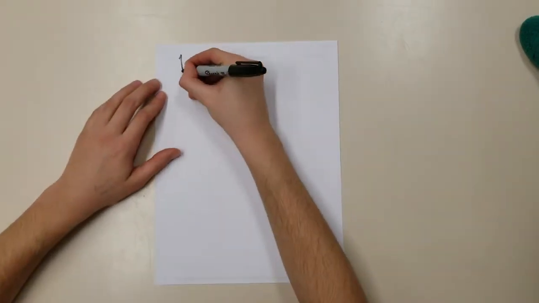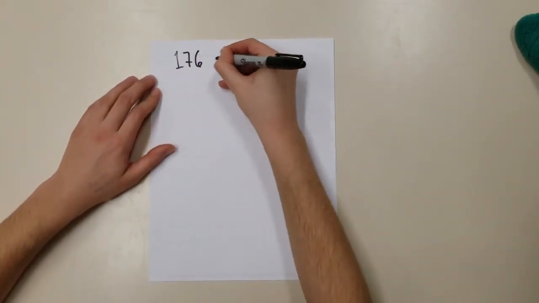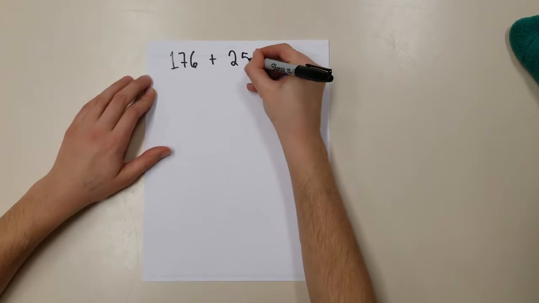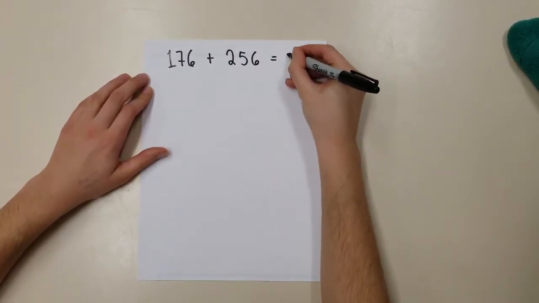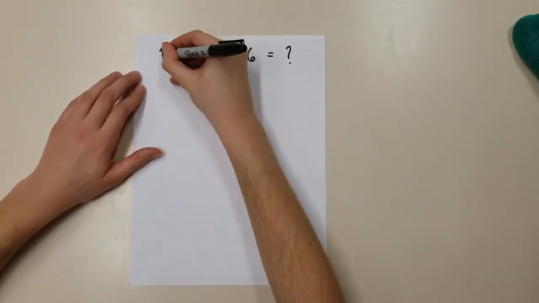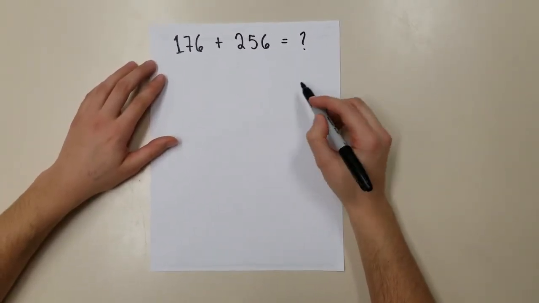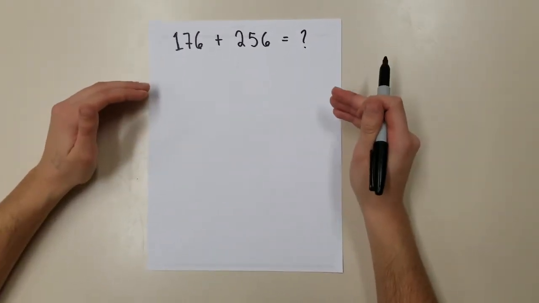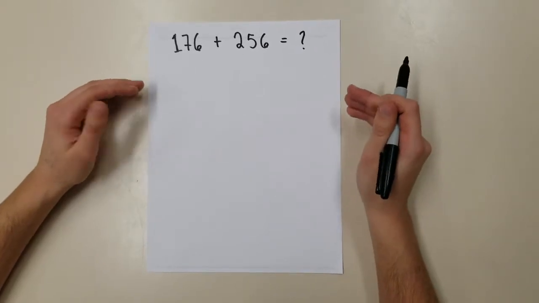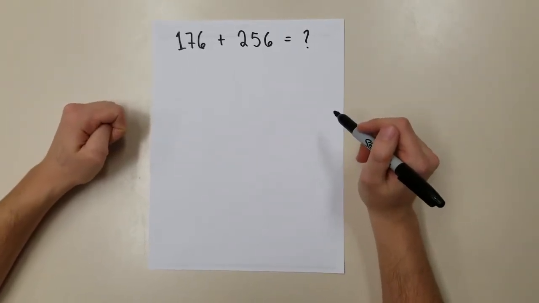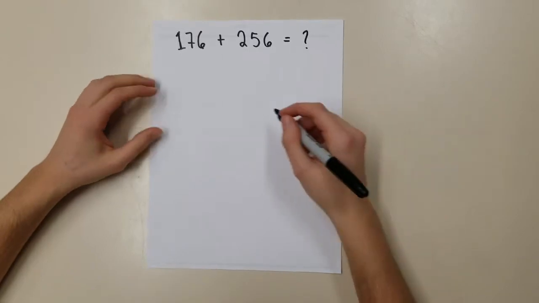Equation 176 plus 256. Because these are bigger numbers that go to the hundreds place value, we want to make an estimation so that we have an idea of what our sum is going to look like. The method of estimation that I'm going to be using today is called rounding.